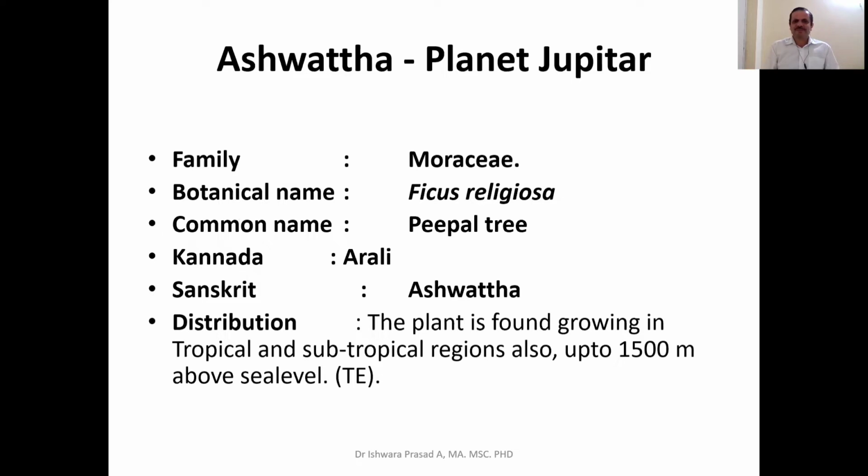What is ashwatha? Ashwatha is related to the family Moraceae, having the botanical name Ficus religiosa. Its common name in English is peepal tree. In Kannada, we call it Arali Mara or Ashwatha Mara. In Sanskrit, it is called Ashwatha. It is found growing in tropical and subtropical regions up to 1,500 meters above sea level. Among the Navagrahas, it is sacred to Jupiter, the Guru Graha.